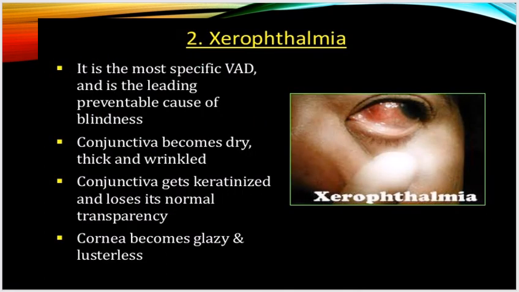The second disorder is xerophthalmia. It is the most specific visual disorder, and it is the leading preventable cause of blindness. The conjunctiva becomes dry, thick, and wrinkled, and the conjunctiva gets keratinized and loses its normal transparency. The cornea becomes glazy and lusterless.